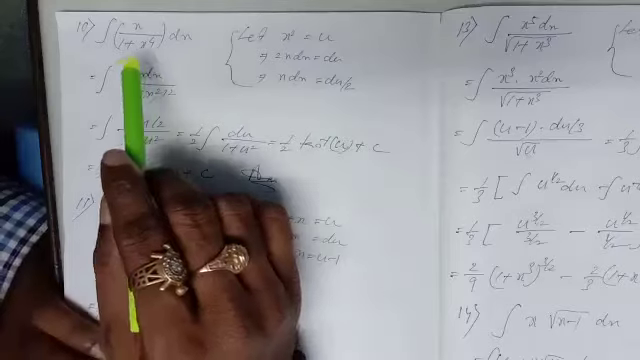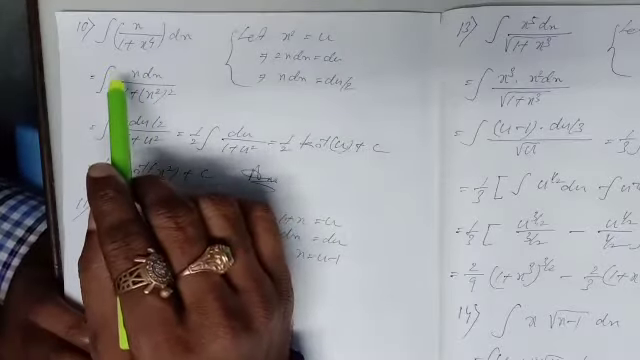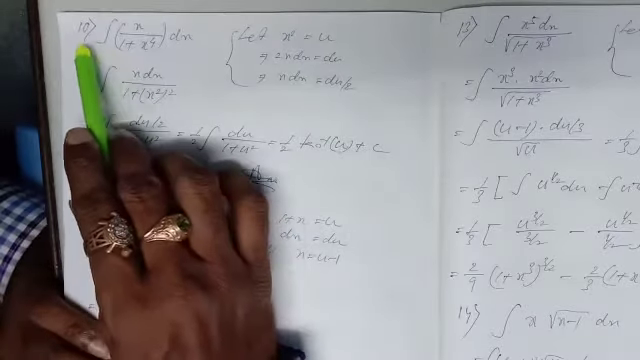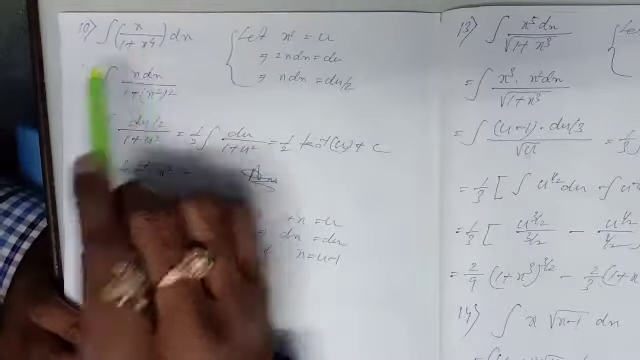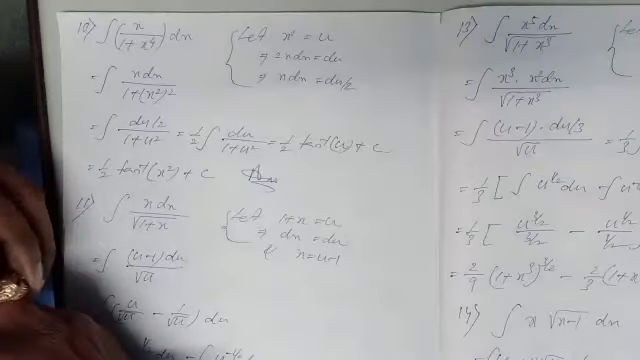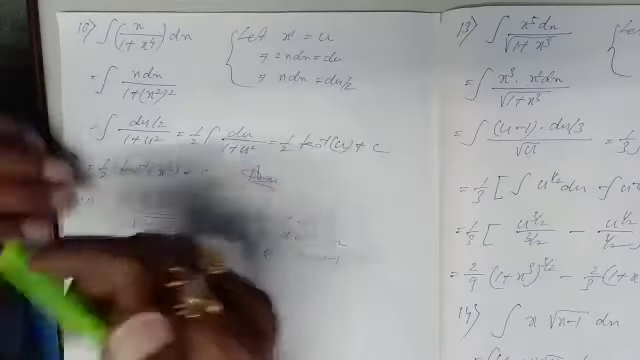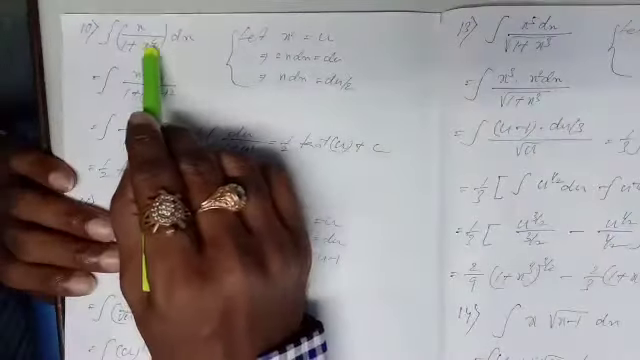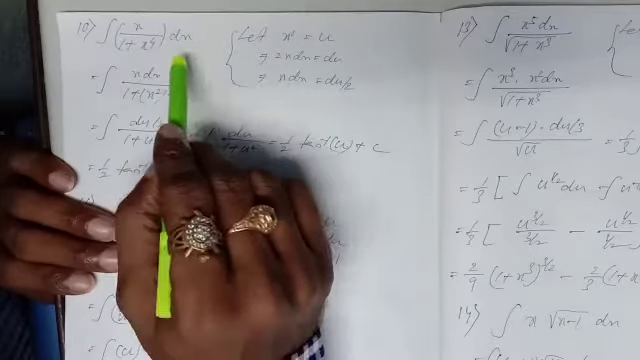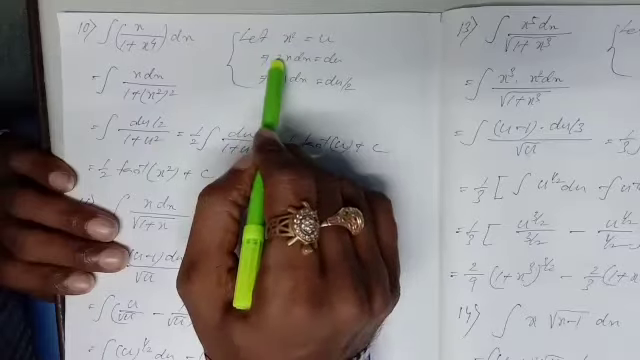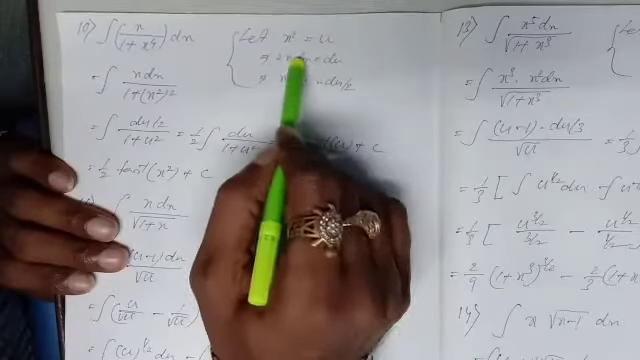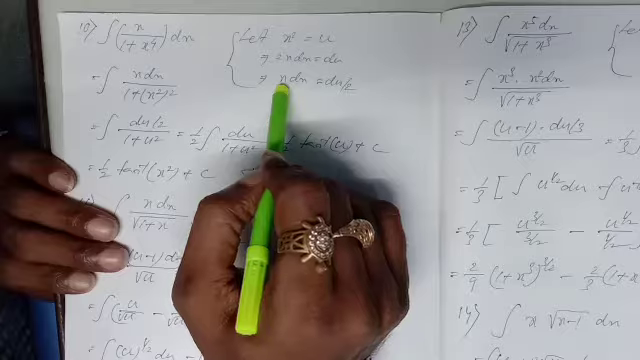See the question number 10, I am selecting the questions from different books. From 10 I am starting here. Integration x by 1 plus x to the power 4 dx. Here you have to assume x square as u. The derivative of x square is 2x, that is du by dx. That means 2x dx equal to du, x dx equal to du by 2.